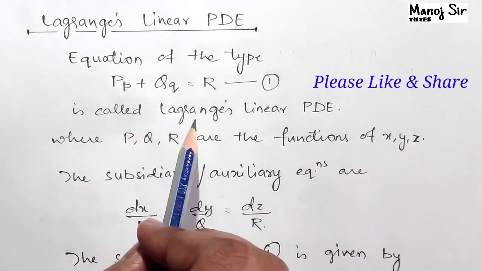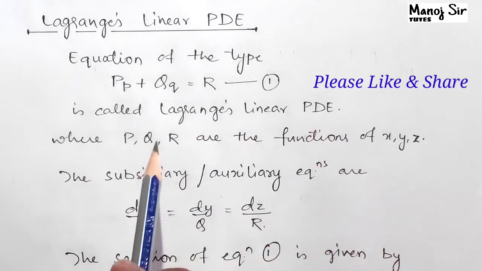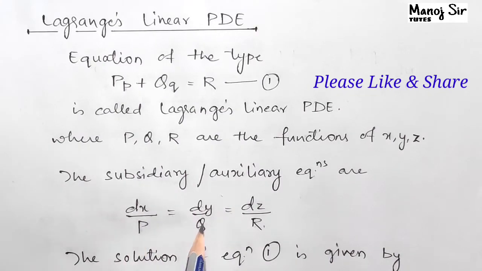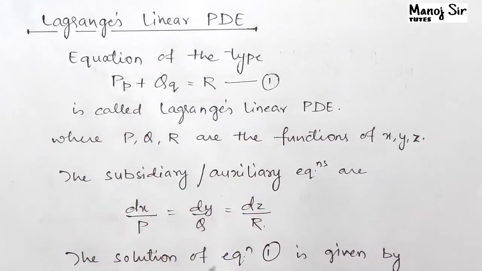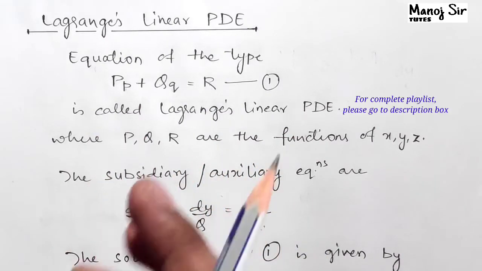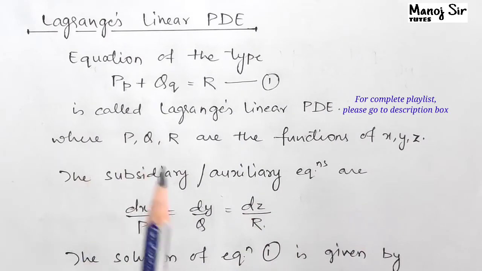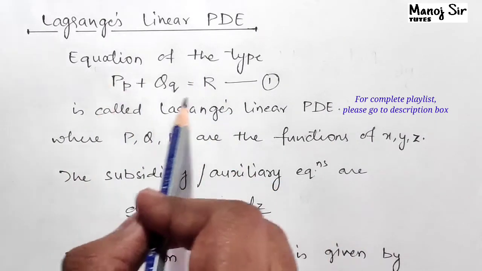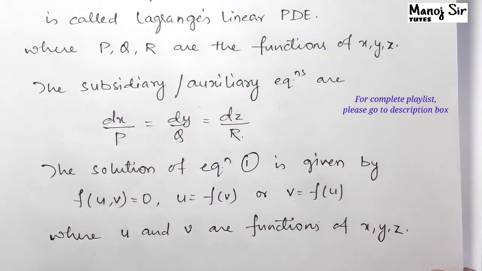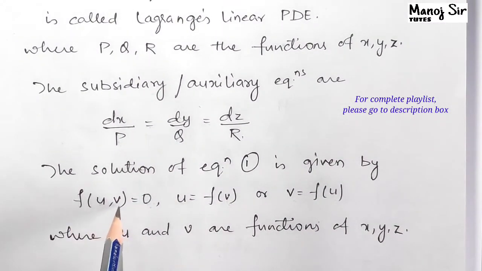Since we have Lagrange's linear partial differential equation, we need to write the subsidiary equations, or you can say auxiliary equations, that is dx upon P equals dy upon Q equals dz upon R. After writing this, we need to solve it twice so that we can get the values of u as well as v. u and v both are functions of x, y and z. After finding u and v, we can write the solution, and that is given by f of u comma v equals 0.